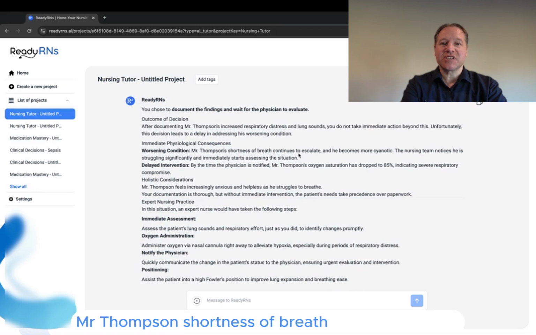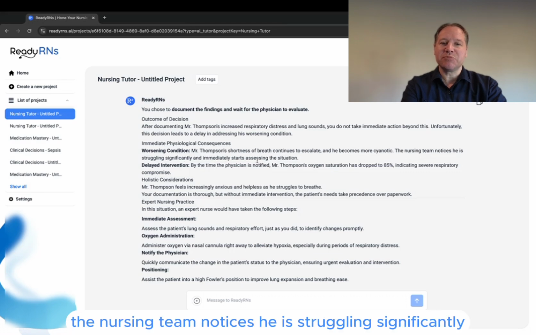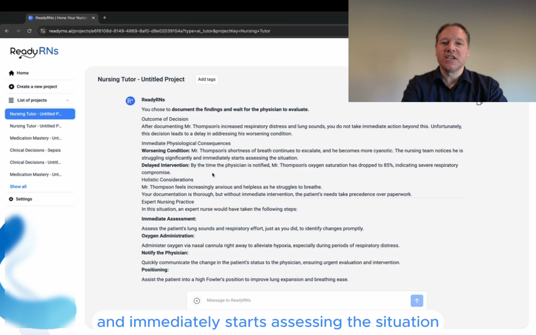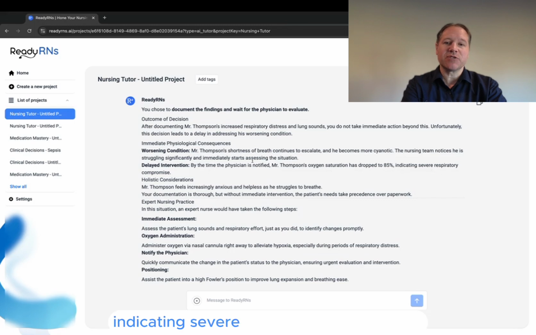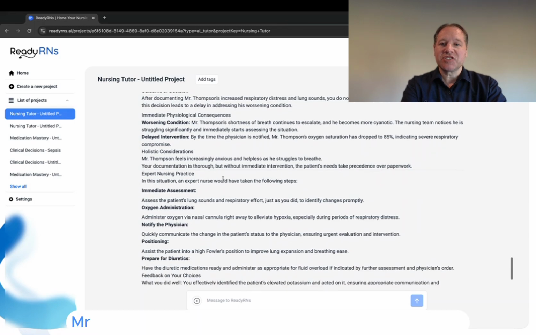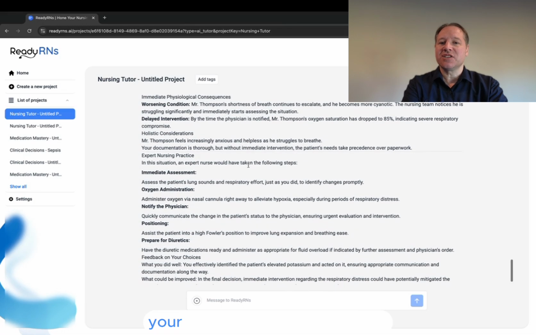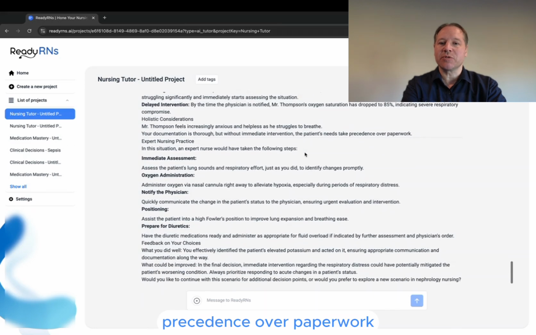Mr. Thompson's shortness of breath continues to escalate and he becomes more cyanotic. The nursing team notices he is struggling significantly and immediately starts assessing the situation. By the time the physician is notified, Mr. Thompson's oxygen saturation has dropped to 85%, indicating severe respiratory compromise. Mr. Thompson feels increasingly anxious and helpless as he struggles to breathe. Your documentation is thorough, but without immediate intervention, the patient needs to take precedence over paperwork.